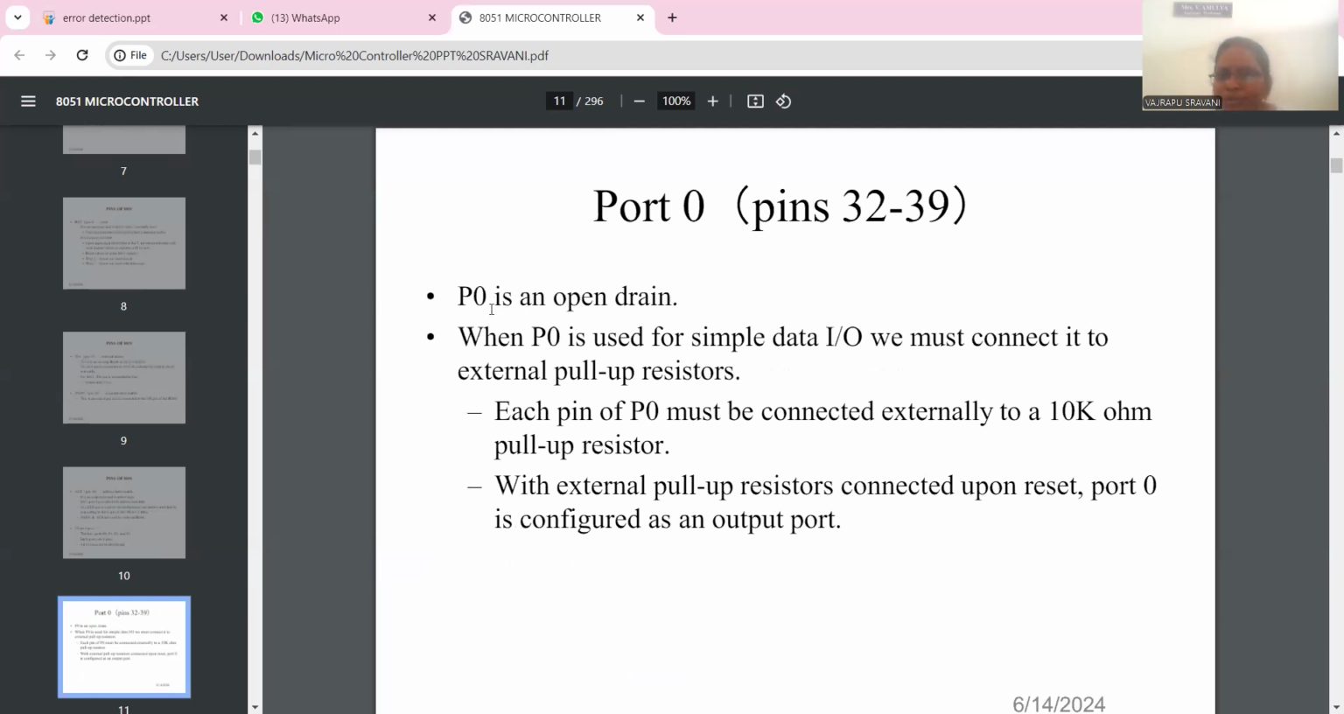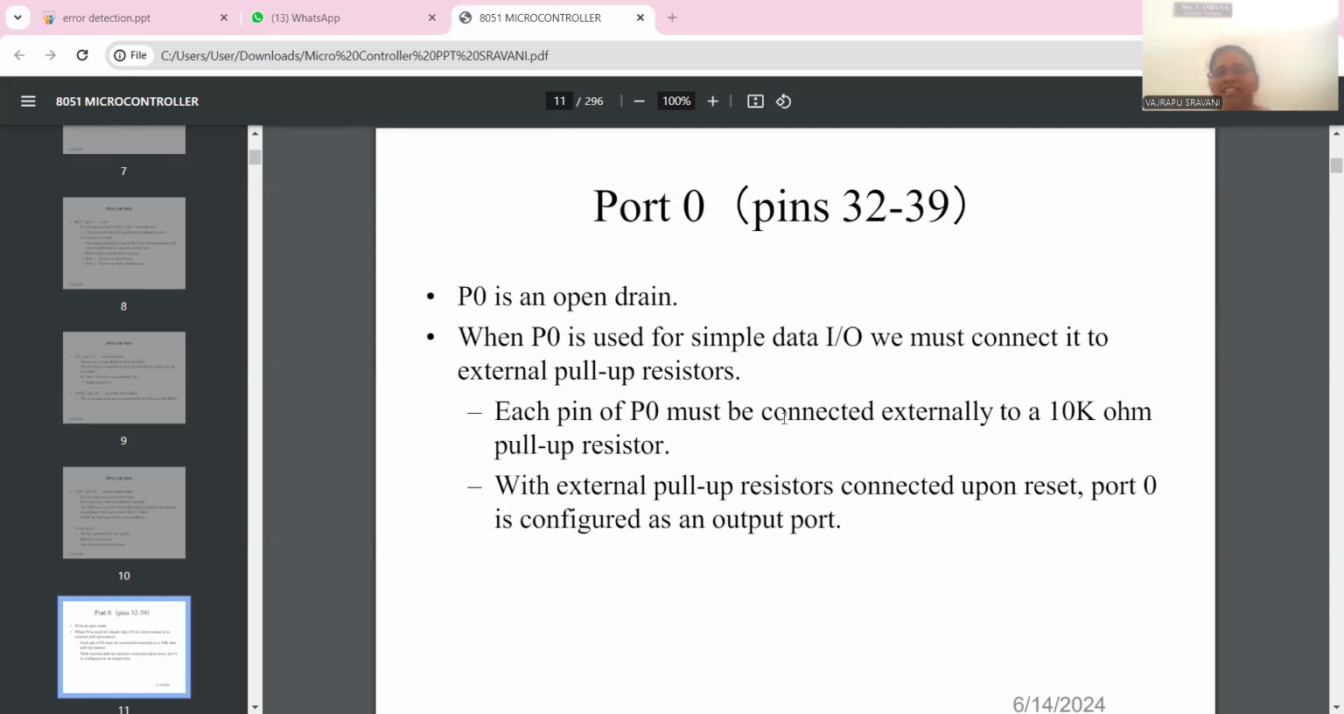Port 0 is used for input as well as output. It is bit addressable as well as byte addressable. So we can send data bits, for example port 0.2 or 0.3, or we can send the data byte-wise. A byte is 8 bits, so port 0.0 to port 0.7 can also be used.